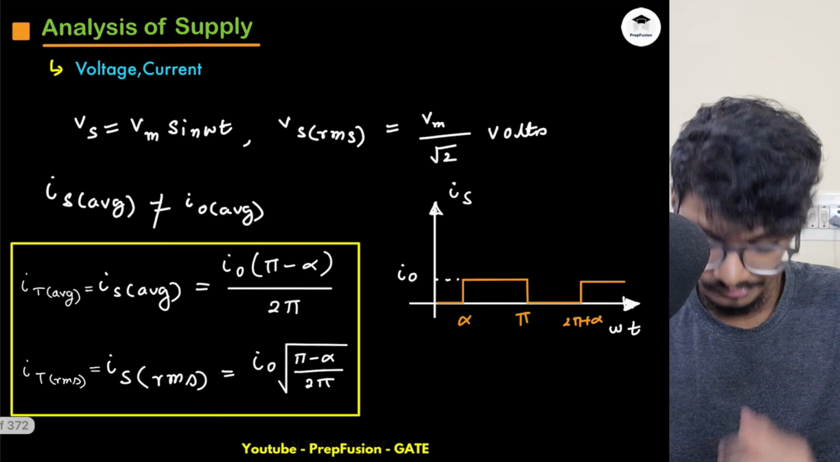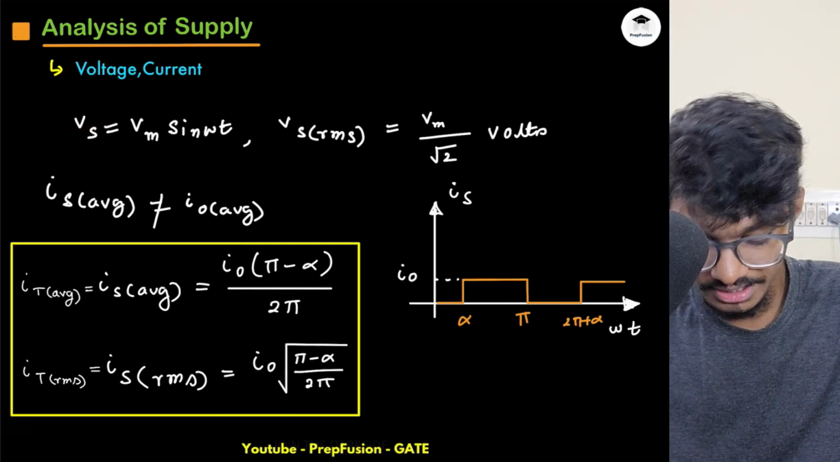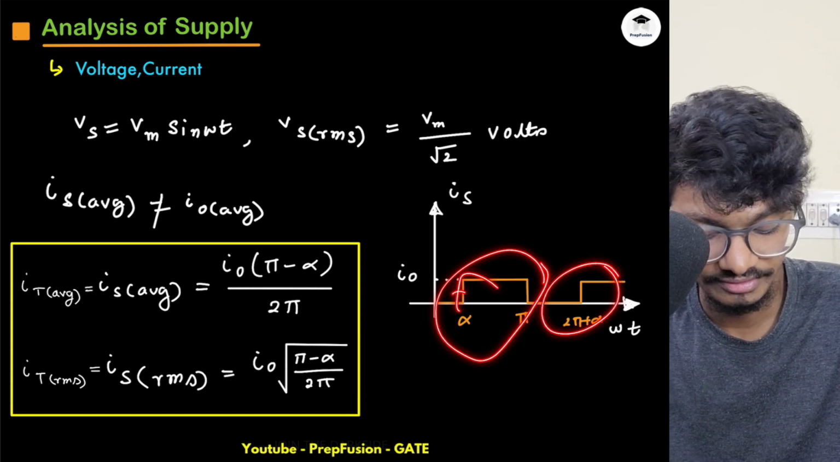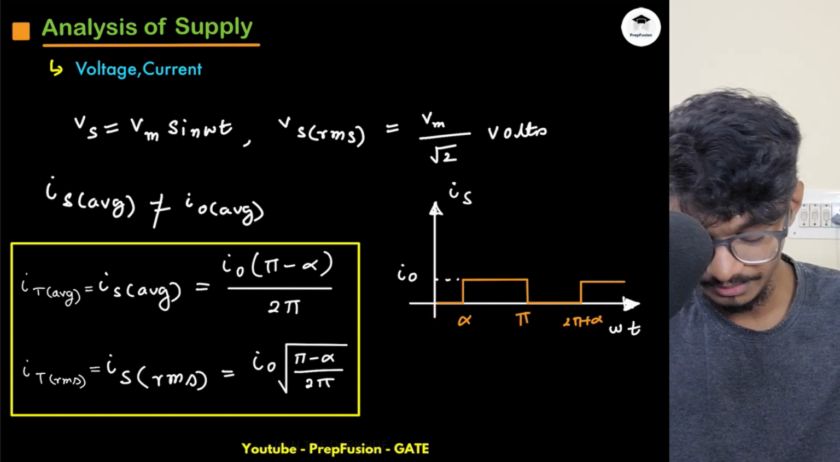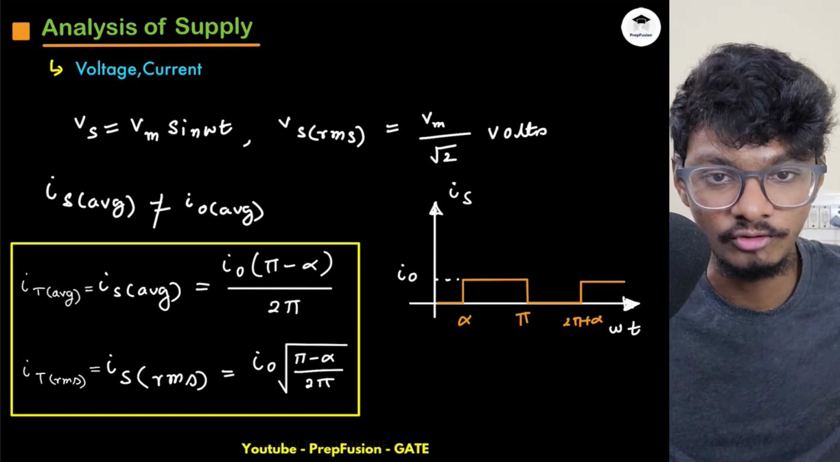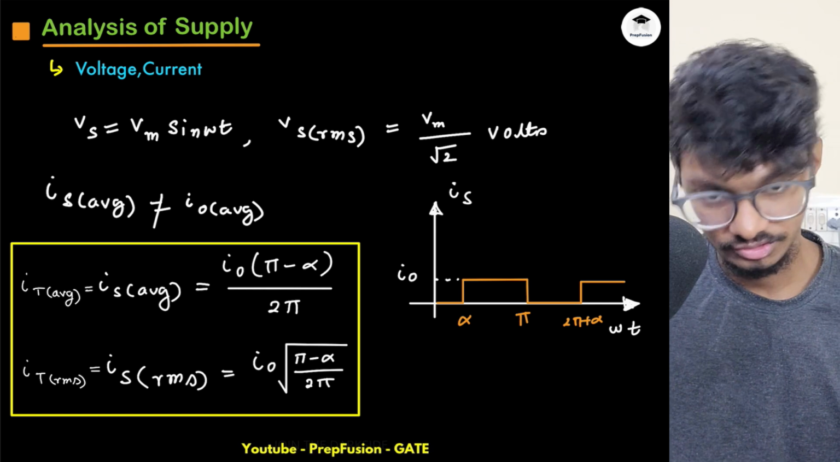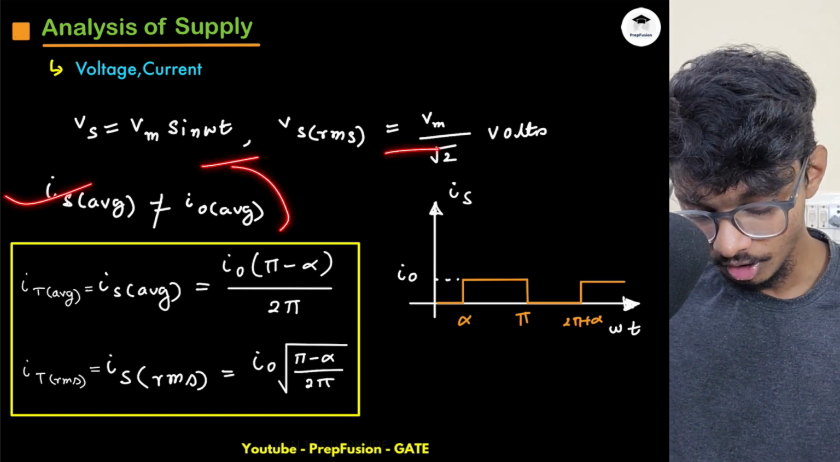Now what about the supply? The supply will have an interesting component. The current will be positive and look like this. So I can write the supply current with a very neat formula. If you have studied signals and systems, you will know this. Vs I can write as Vm, this will not change, but IS average will not be equal to IO average.